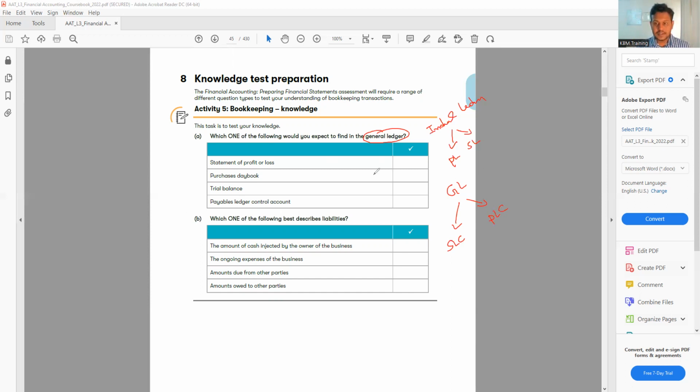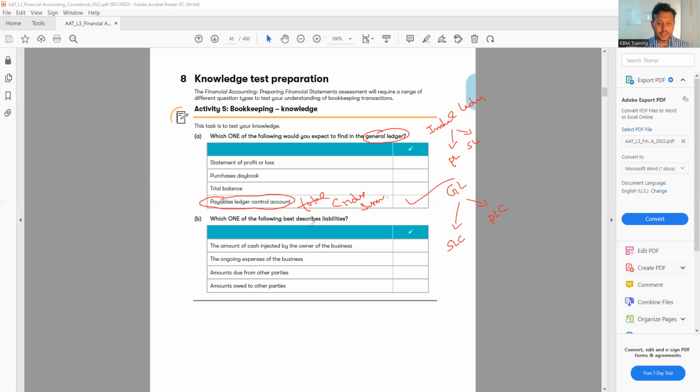All right, so let's have a look. Which one of the following do you expect to find in the general ledger? Statement of profit, no. Purchase debit, no. Trial balance, no. This one, purchase ledger control account. This is my total balance outstanding to the credit suppliers. That means how much I need to pay to my suppliers in total. This is my general ledger, and it will give me the total outstanding to my suppliers.